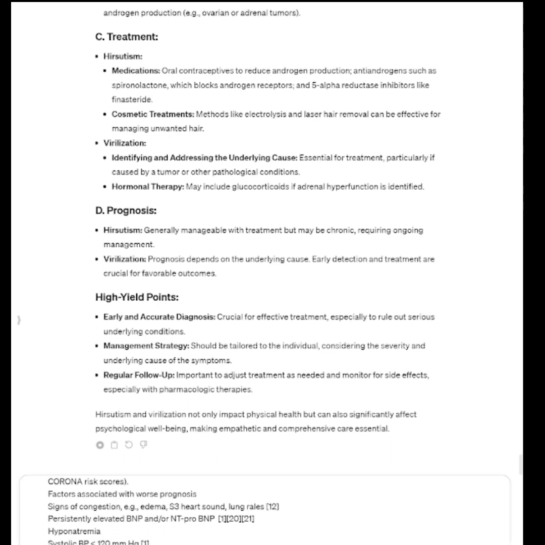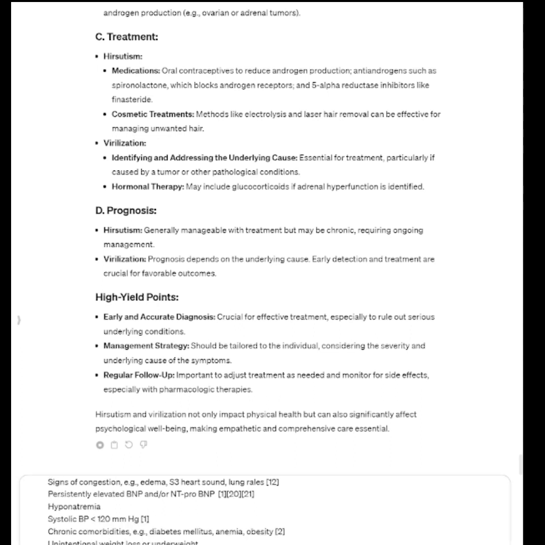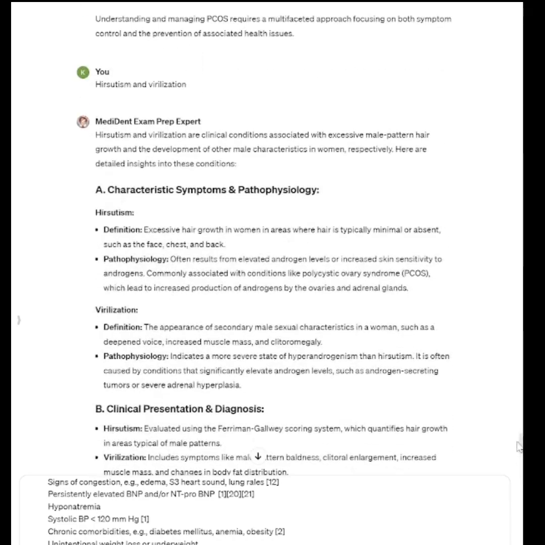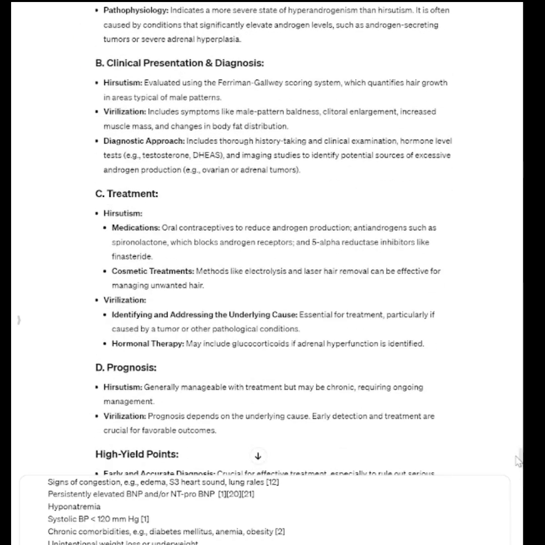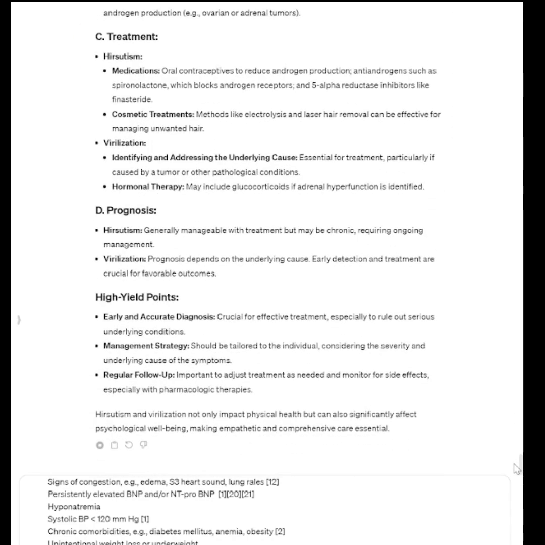C. Treatment. Hirsutism. Medications. Oral contraceptives to reduce androgen production. Anti-androgens such as spironolactone, which blocks androgen receptors, and 5-alpha reductase inhibitors like finasteride. Cosmetic treatments. Methods like electrolysis and laser hair removal can be effective for managing unwanted hair.